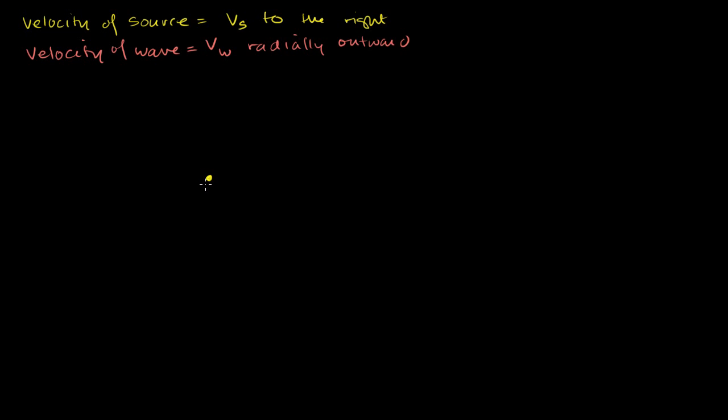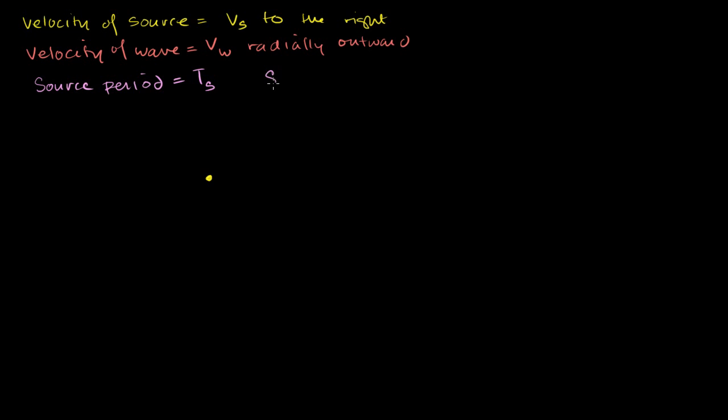And this is all classical mechanics. We're not going to be talking about relativistic speed, so we don't have to worry about all of the strange things that happen as things approach the speed of light. So let me write it this way. The source period, which is the period of the wave from the perspective of the source, we'll call it t sub source.